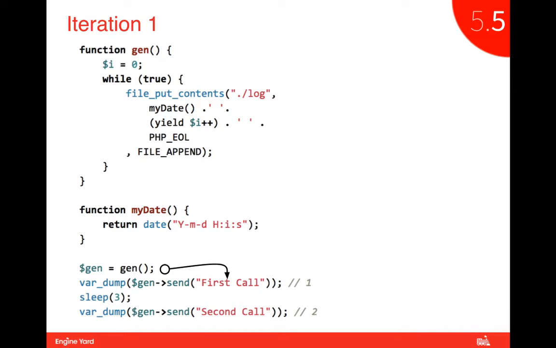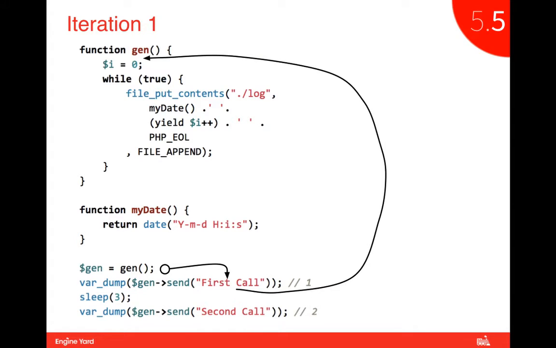This is the most confusing set of slides I've ever written. It's 2 slides, but it has like 80 arrows. So, we instantiate our generator, and we call send, right? So we're going to jump into it. That means we jump up into our generator.